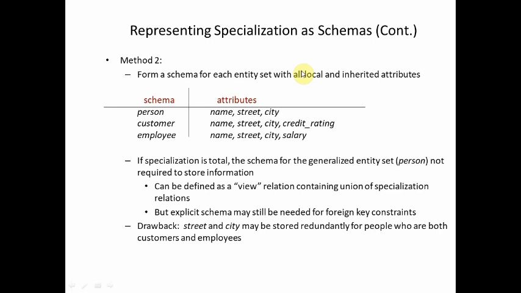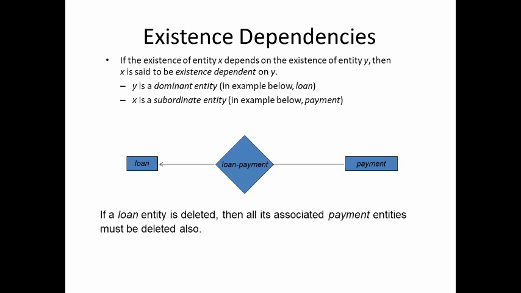So here we have a drawback where street and city may be stored redundantly for people who are both customers and employees. So when we have those kinds of relationships, then we introduce redundancy. And remember we said for a database system, we are trying as much as we can to reduce the number of redundancies and duplication.